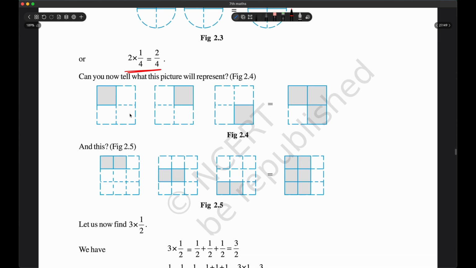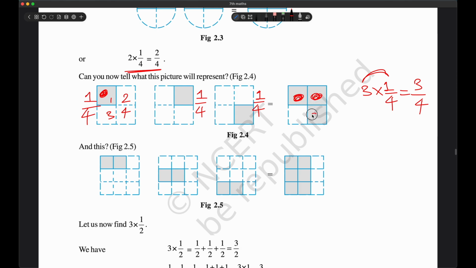If we see in this picture, we are taking 1 part out of 1, 2, 3 and 4 parts, 3 times, 1 by 4, 1 by 4. So we will get 3 times 1 by 4, that is 3 into 1 is 3 divided by 4, that is 3 parts out of 4 parts.